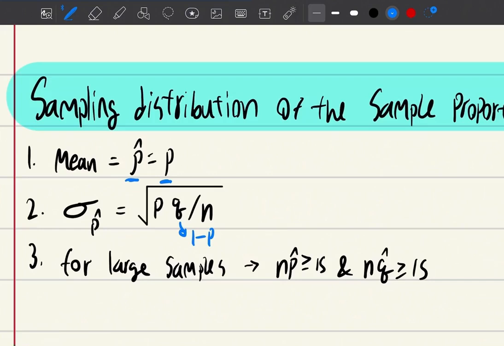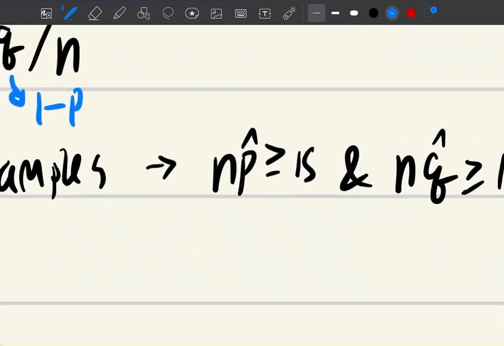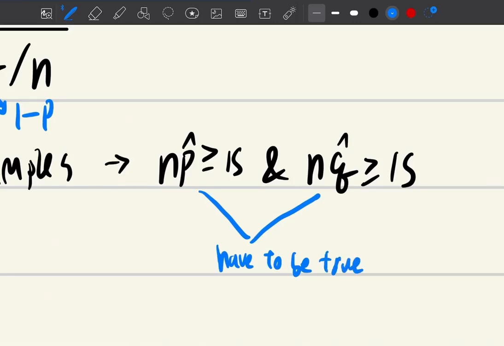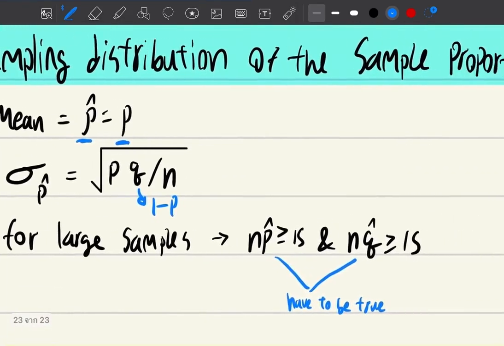The last part is for large samples. To make the sampling distribution approximately normal, n times p hat has to be more than or equal to 15, and n times q hat has to be more than or equal to 15. Both of these have to be true. They are the requirements for large samples.